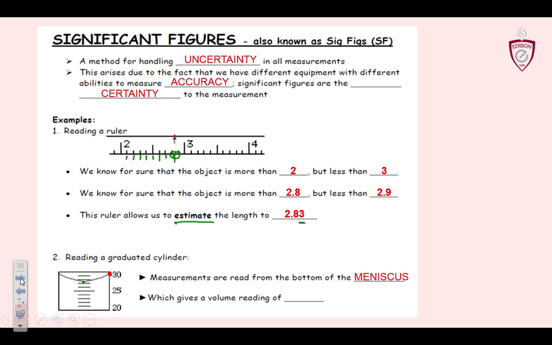Now when I read this, I can see that this big line is 25. I'm definitely above that. I'm above 26. And I am above 27. It looks like I'm right about halfway in between 27 and 28. So my reading would be 27.5. And then my estimated digit would be that 0.5. So in graduated cylinders, for the most part in lab this year, we should be able to take out to 1 decimal place, unless we're dealing with one of the real small graduated cylinders that has that tenth of a milliliter on it.